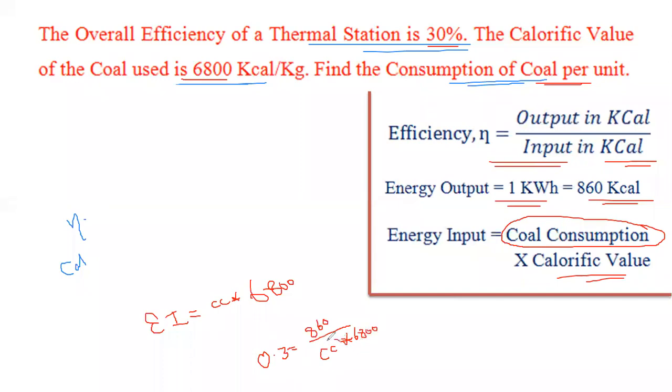Now here we want to find the coal consumption by cross multiplication. That is, the consumption equals 860 by 0.3 into 6,800. Now we are simplifying this equation. We are getting the value per unit. To generate one unit, we find how much is required.